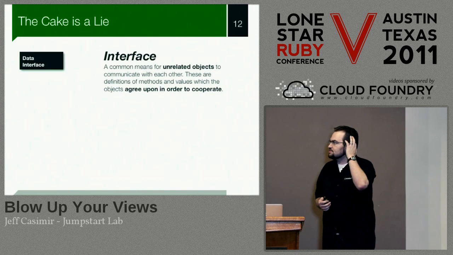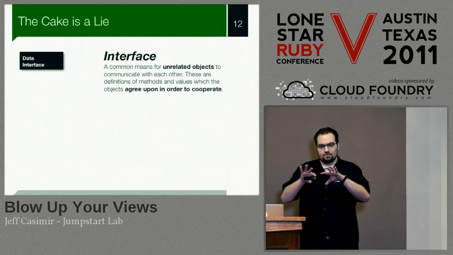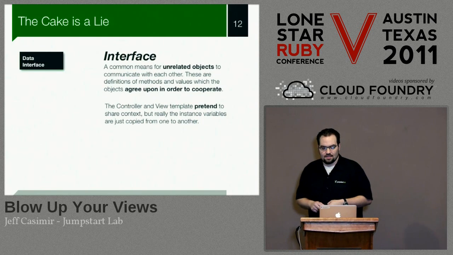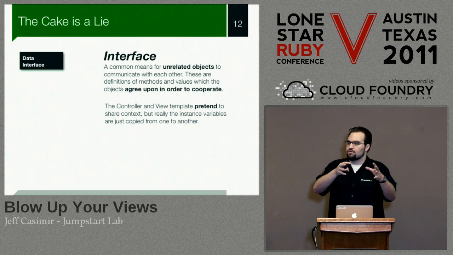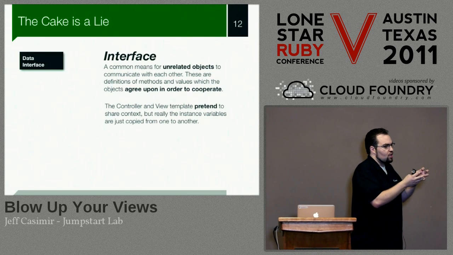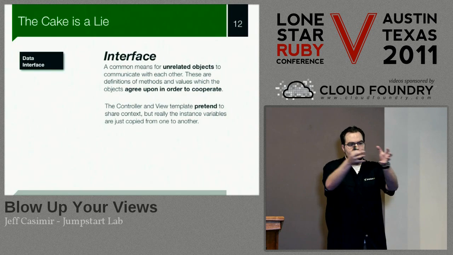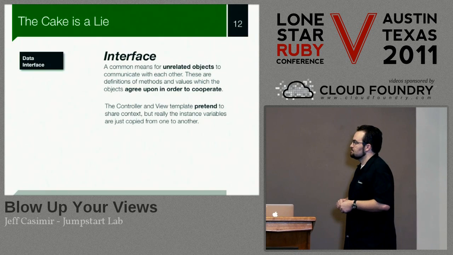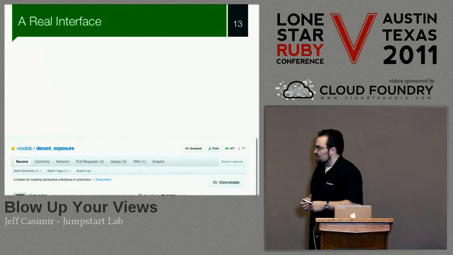To say we have a separation of MVC is more about, we have separated files, but we don't have separated concepts. They pretend to share that context, but really the instance variables, if you don't know this, when render is called from the controller, what it does is it queries itself for all of its instance variables, instantiates the context of the view, and then copies those instance variables over, which can be very expensive, like thousands of objects getting created and destroyed. So how can we improve?